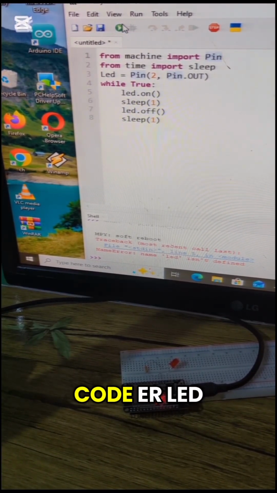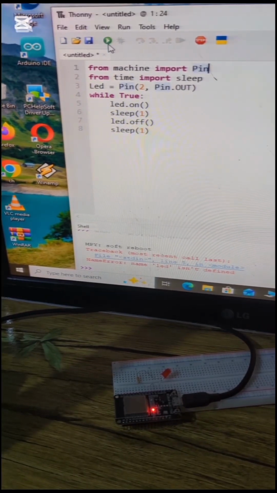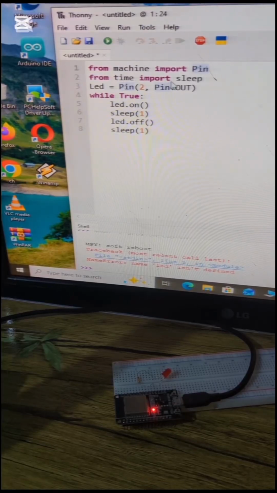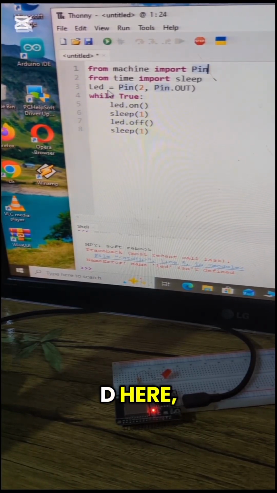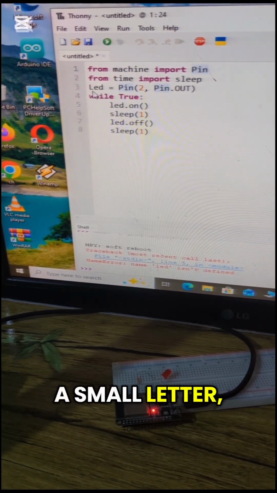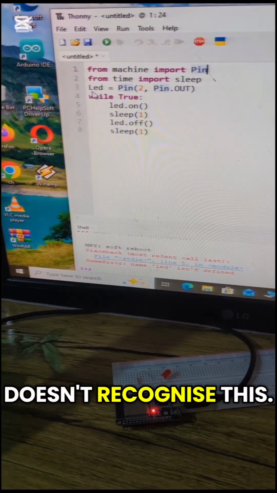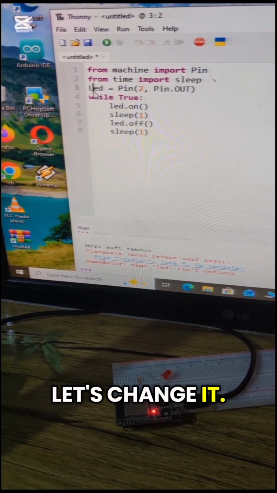It says led isn't defined. So what could be the problem? So let's go to it and see. Yeah, this here, this led is supposed to be a small letter. Instead of a small letter, we used a capital. So it doesn't recognize this word. So let's change it.